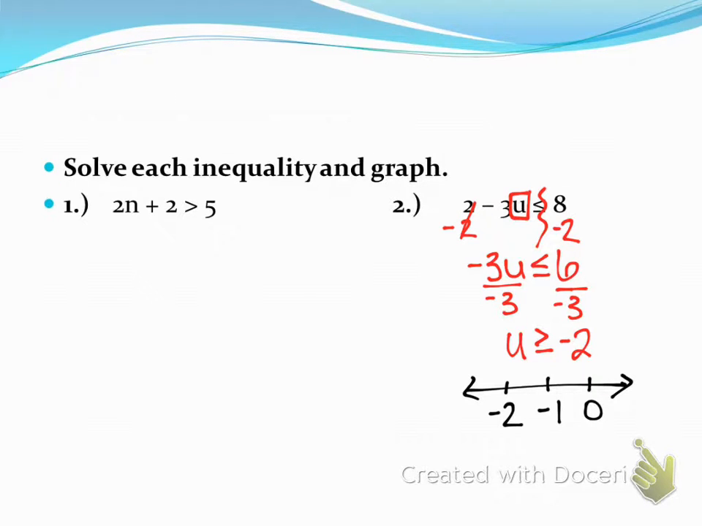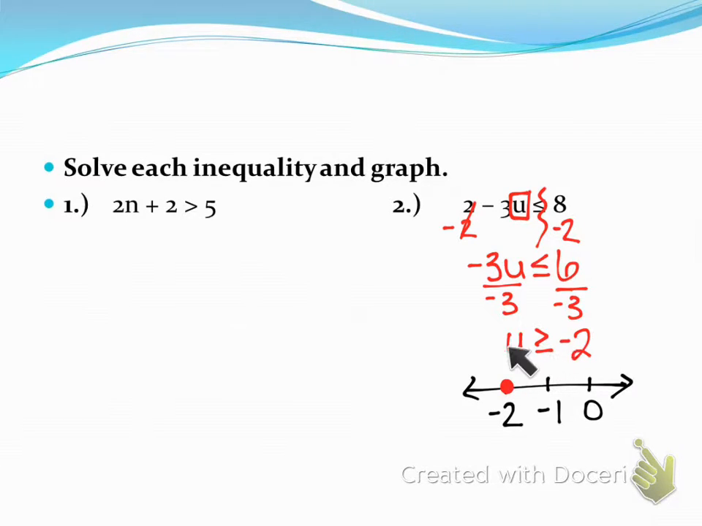Natalie, do I want an open or closed circle? We want a closed circle at negative 2. Jakeem, should I shade to the left or to the right? So how do we decide which way to shade? Okay, good. The sign tells us.